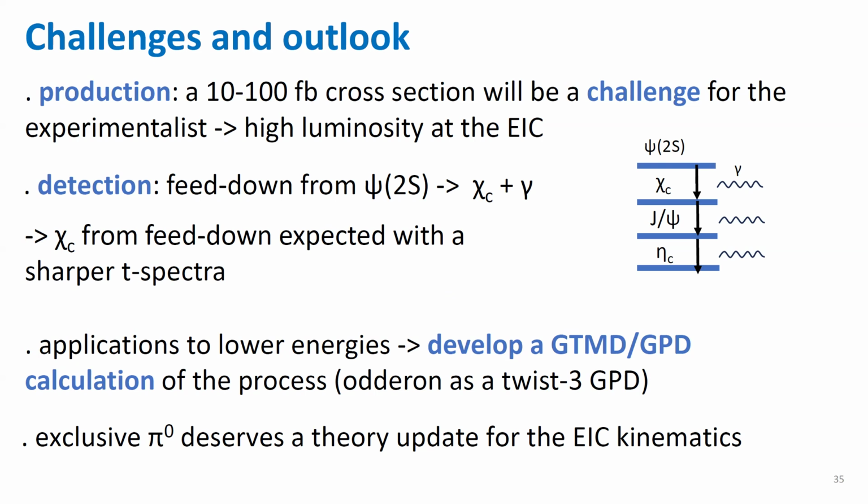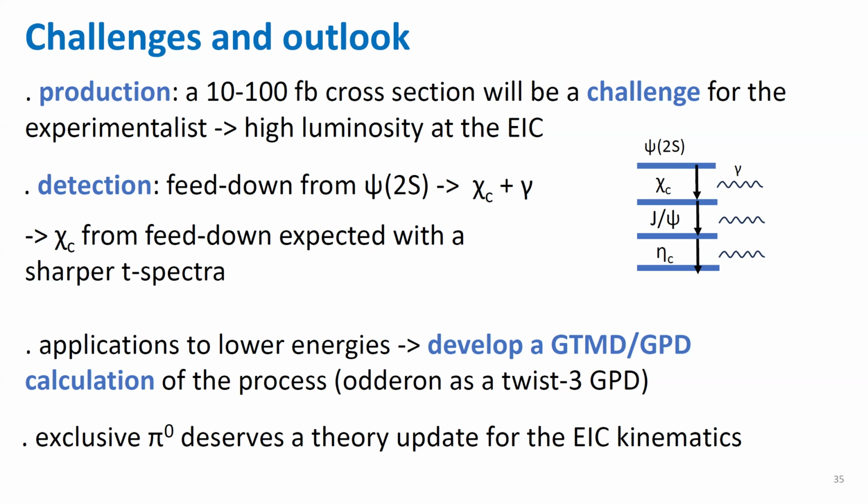Then the next point is, well, how about detecting chi-Cs? This is something I didn't mention. There will be a feed down from psi to s. So remember, we have a tower of quarkonia states, and just above chi-C we have psi to s. So this can also radiatively decay, and just imagine we don't see this photon, the chi-Cs produced in this way will scramble your signal. So of course this cross-section is large, so it's a problem or a challenge if you like.